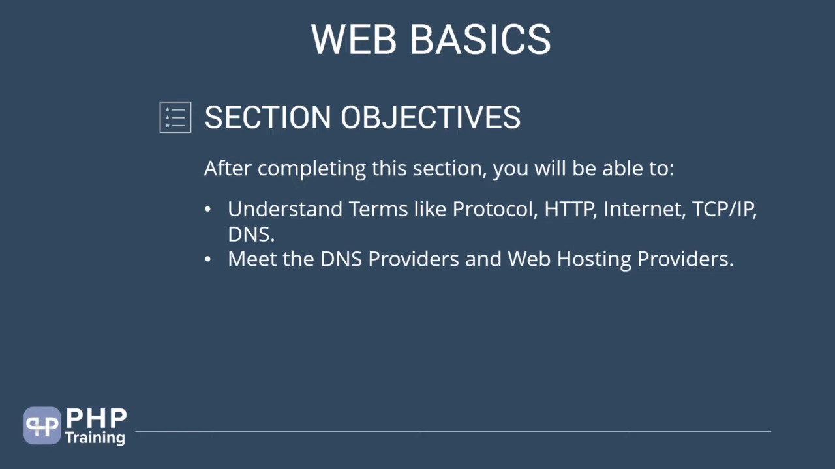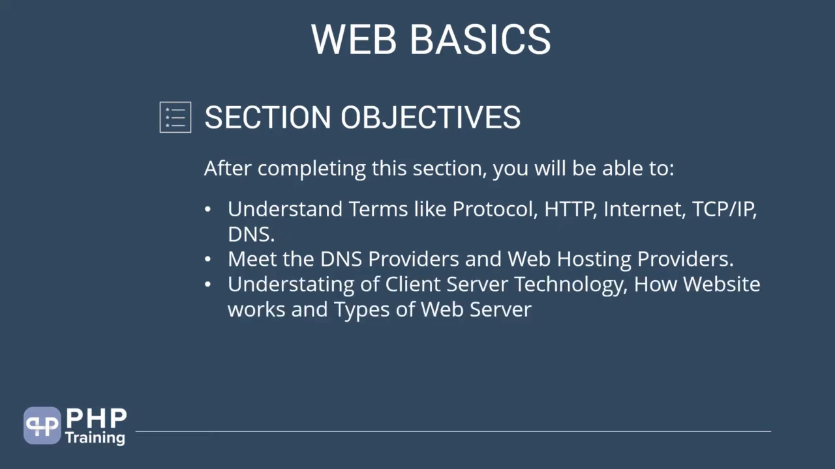We're going to meet them by visiting their websites and understand what offerings they provide in terms of DNS and web hosting. You'll understand simple things like client server technology, how a website actually works, and the types of web servers available in the market. We're going to look into web basics as a whole to understand how these things work together, starting from the definitions of simple terms like protocol and HTTP, going on to the architecture level, looking at client server technology, and understanding how a website works and what types of components are available in a website.